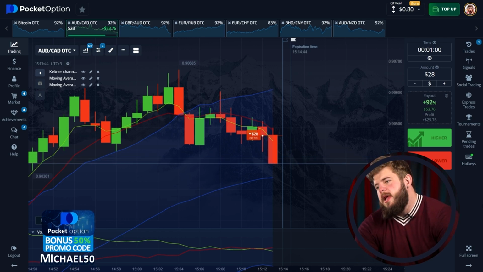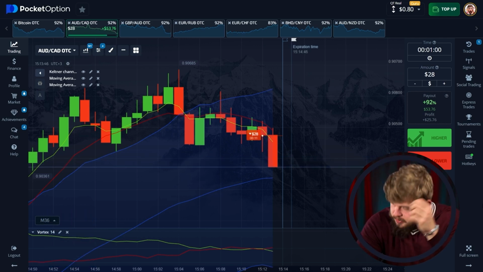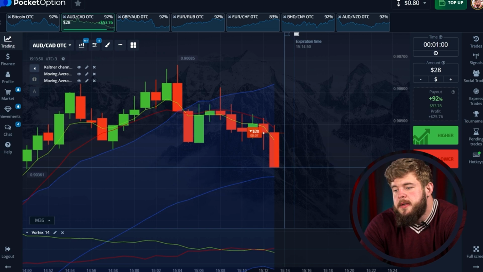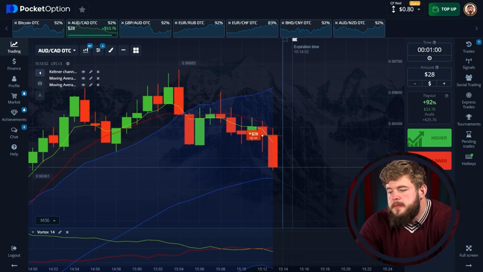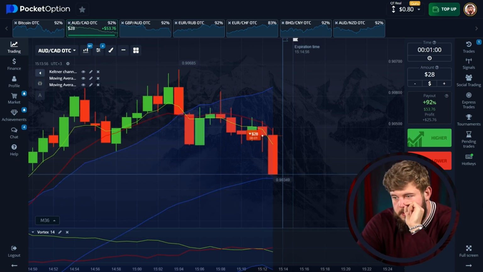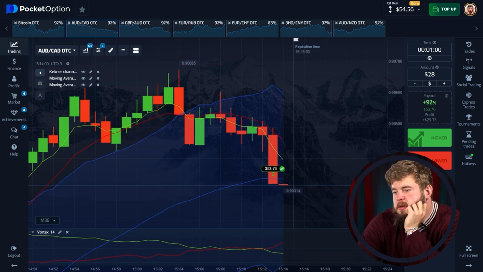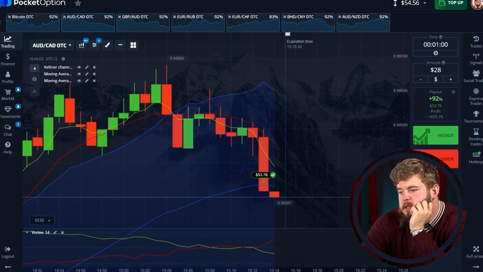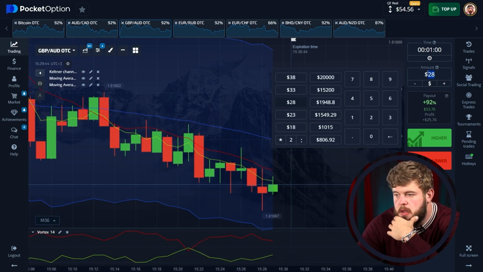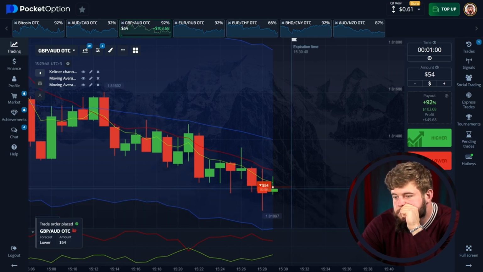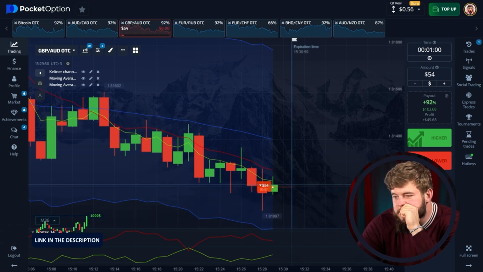We have invested $28 in this trade. Everything is nice and clear. Moreover, according to the vortex, we're also in the sell zone. Well, so we have around $54 now on the account. This is nice. Okay. So here we have open sell position.